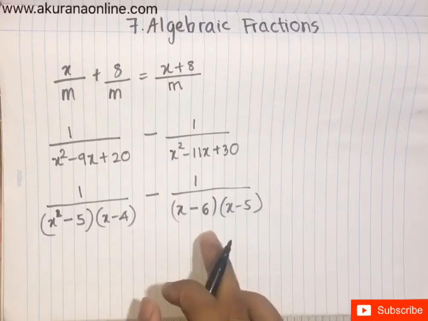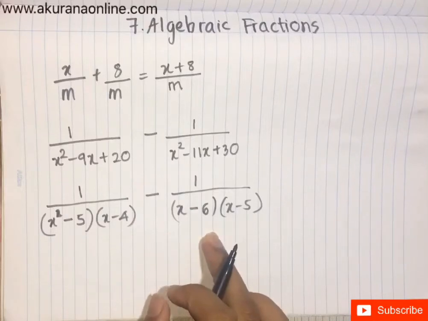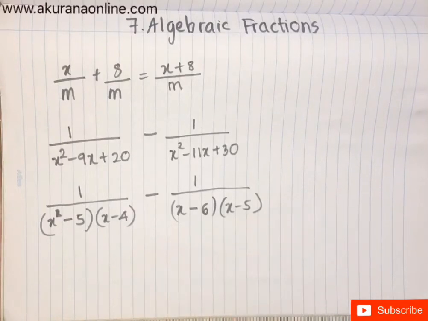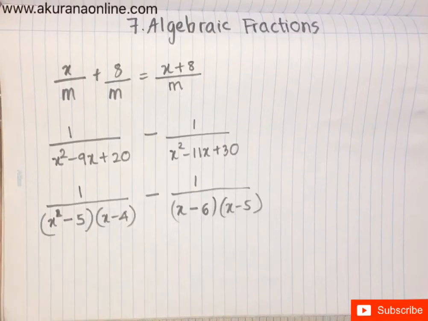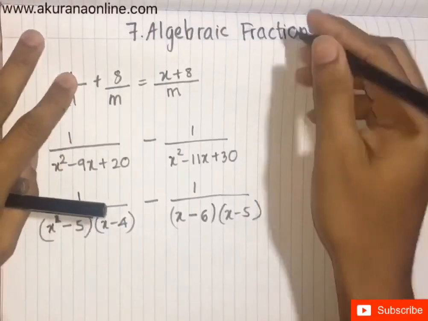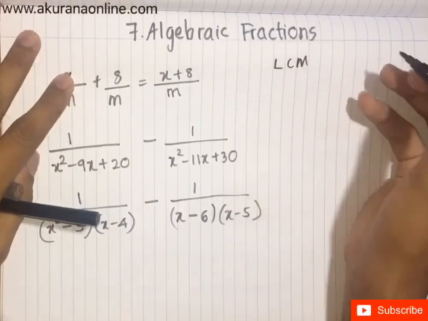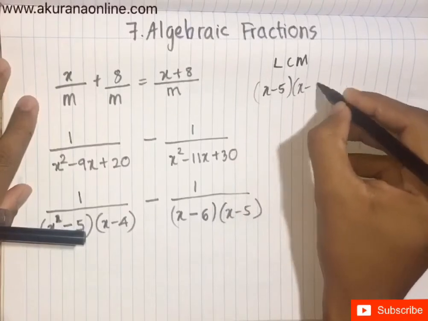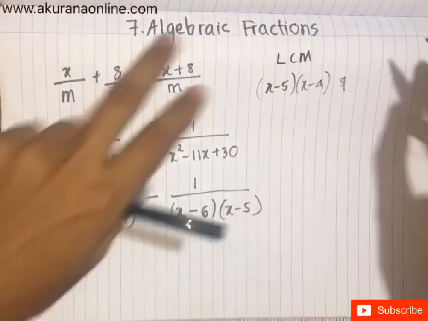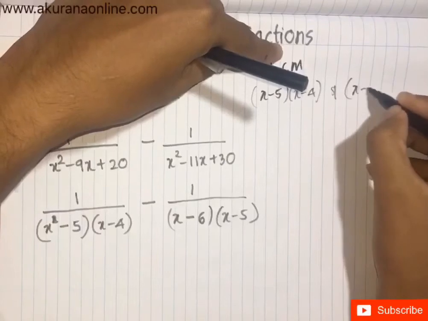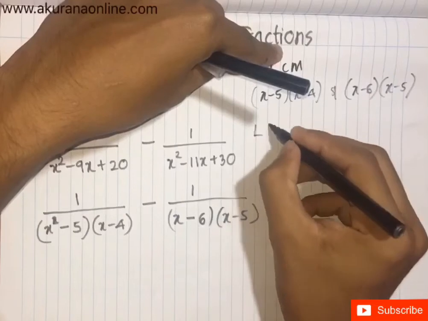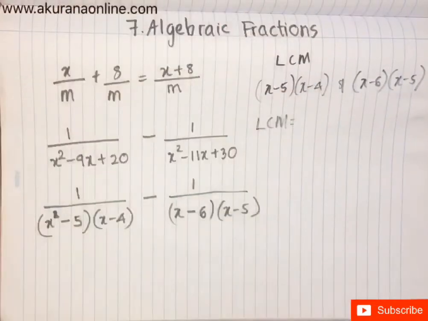Now, are the denominators the same? It is not the same, right? Therefore, in order to make it the same, you have to find the LCM. Let us find the LCM of these two denominators. You have x minus 5 and x minus 4 on one side, and on the other side you have x minus 6 and x minus 5. Now you have to get the LCM of these two.